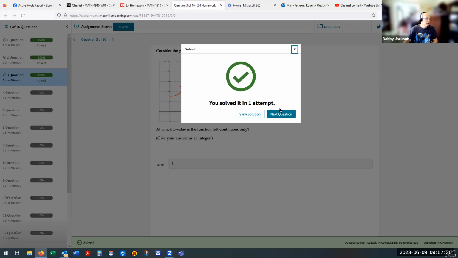Okay. All right, that can be a little confusing, especially if you have trouble with which way is left and which way is right. Remember, left is below or from the negative side, right is above or from the positive side.